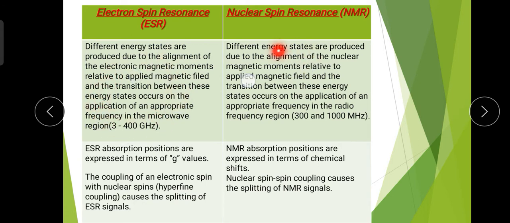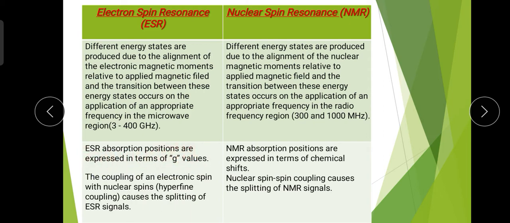But in NMR, in the presence of an external magnetic field, there is an alignment of nuclear magnetic moments, and there is a transition between two energy levels when there is an appropriate frequency in the radio frequency region. So this is the resonance condition in nuclear spin resonance. This is the actual difference between NMR and ESR.